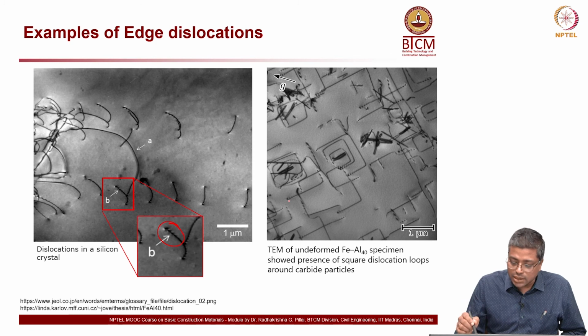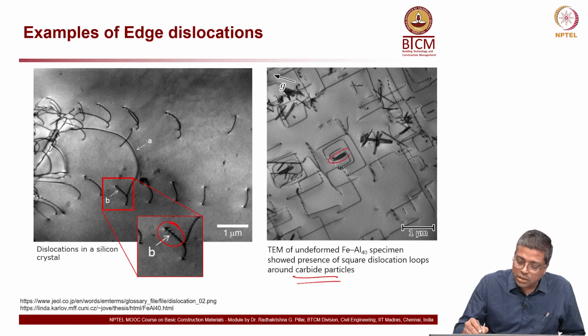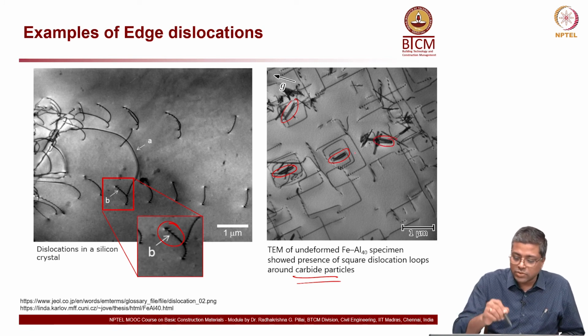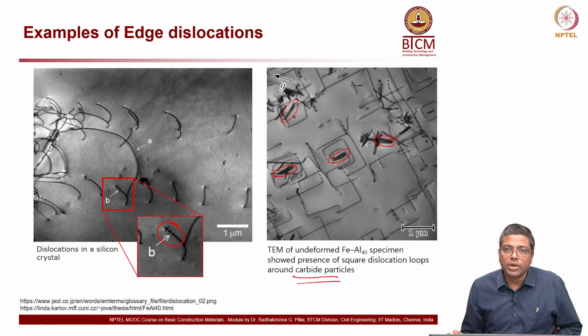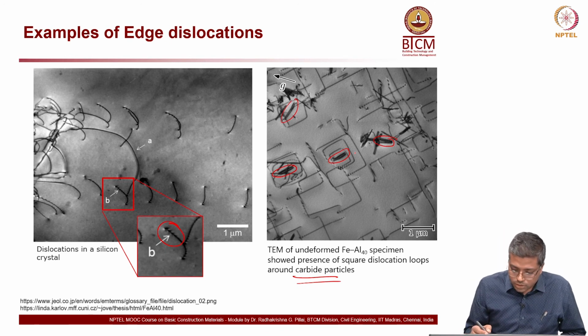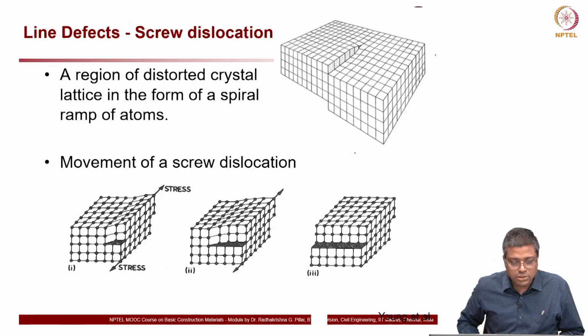Now, the one on the right side is showing dislocations around the carbide particles. So, these are the carbide particles. You can see that there is some kind of square loop forming around that. So, just to give you a feel of all these edge dislocations.